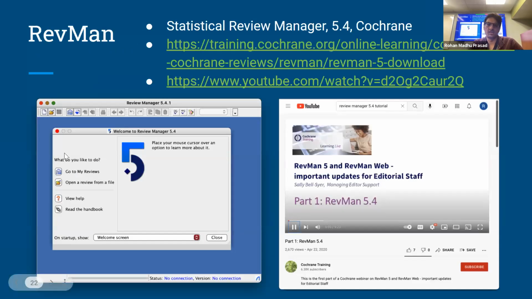So this is the RevMan. It's Statistical Review Manager 5.4 Cochrane. And if you search that into Google, you can download it. And when you download it, that's how it's going to look. There's actually a YouTube video that goes through how to do the RevMan. And I pasted the link here.